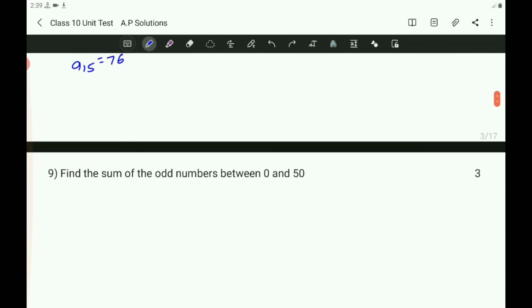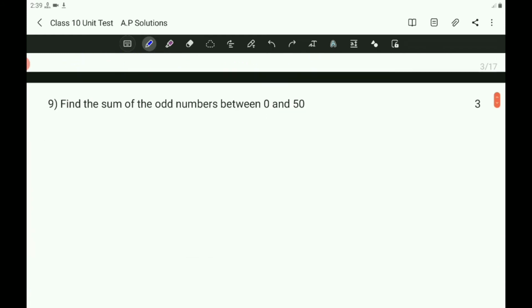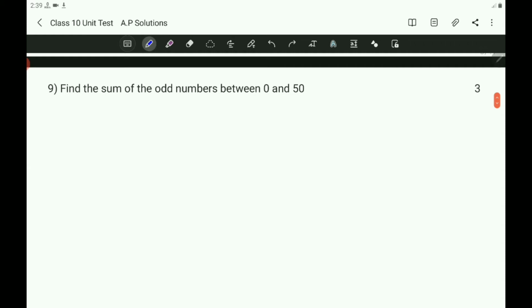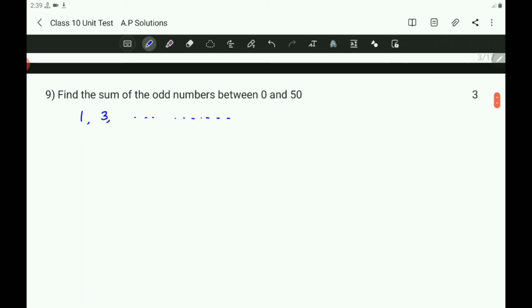Now you take the next question. Find the sum of the odd numbers between 0 and 50. Now you know what odd numbers are. The numbers which are not divisible by 2 are called odd numbers. The first odd number is 1, the second odd number is 3, and between 0 and 50 the last odd number is 49.